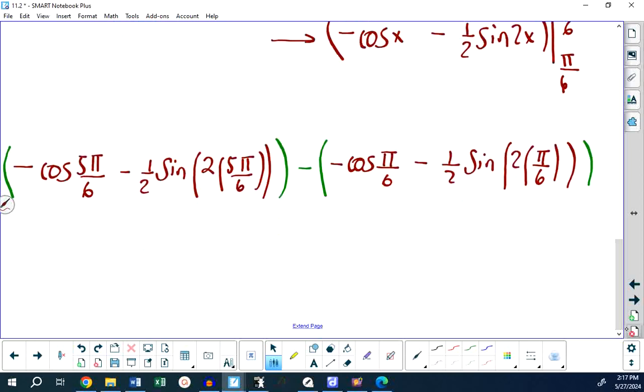So I'm focusing my attention now on two positions, unit circle speaking. I'm looking at 5 pi over 6. I'm actually looking at a number of places. I'm looking at pi over 6. I'm looking at pi over 3. And I'm looking at 5 pi over 3.